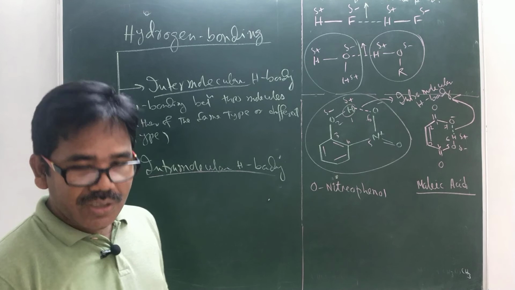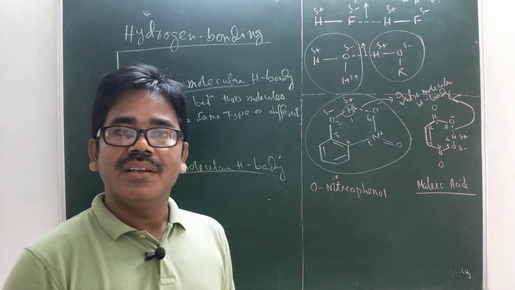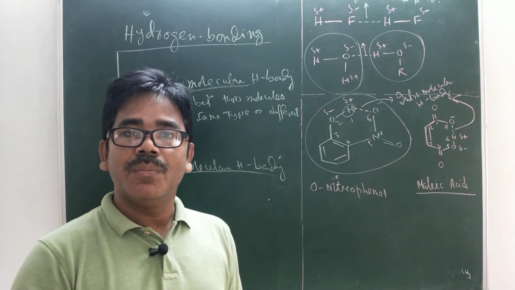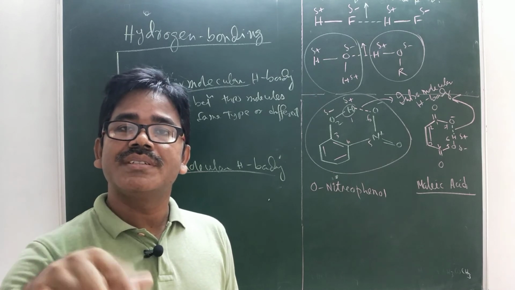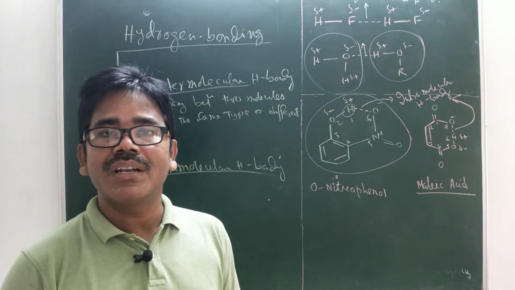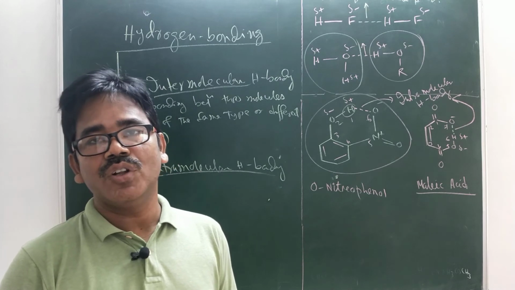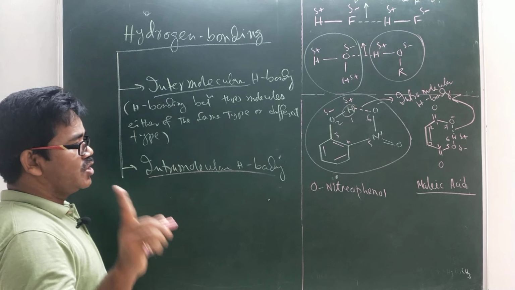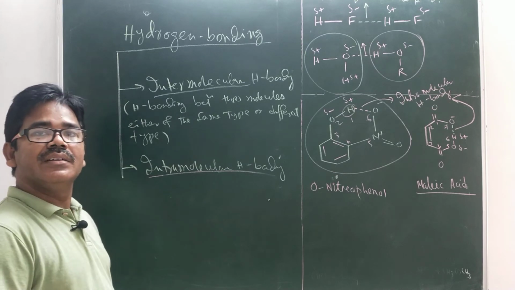Due to intramolecular hydrogen bonding, the stability of the molecule increases because the number of bonds within the same molecule increases. Could you follow? That means where there is intramolecular hydrogen bonding, the stability of that molecule is high.